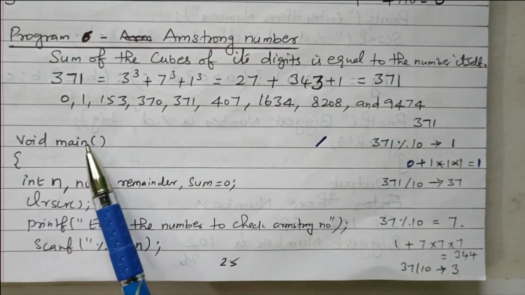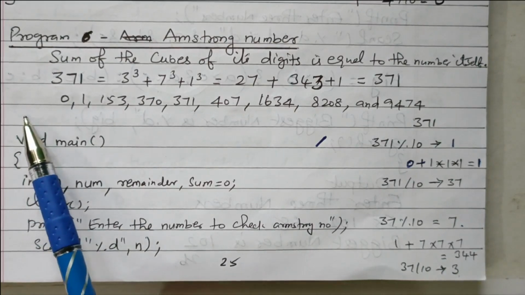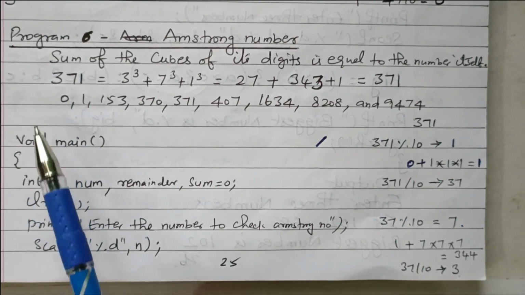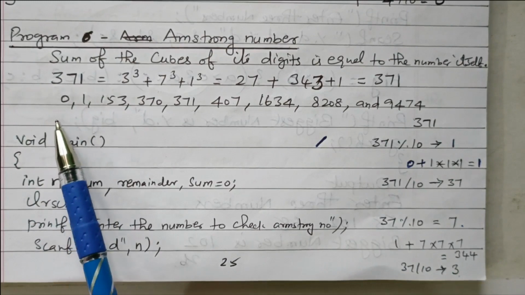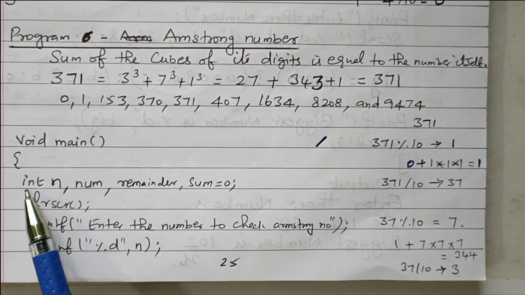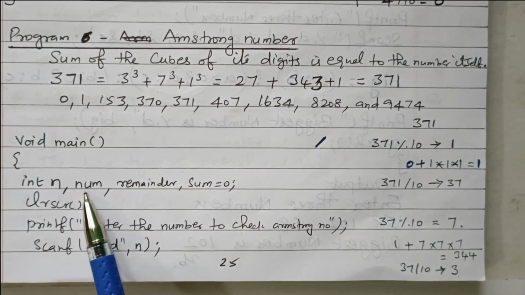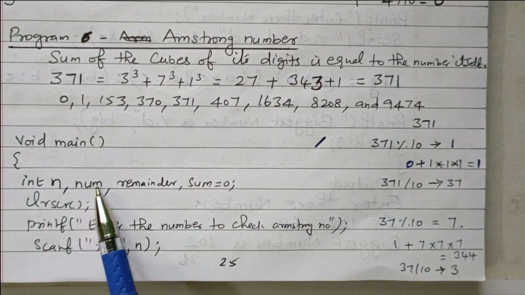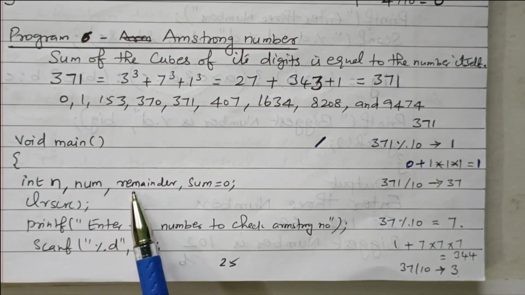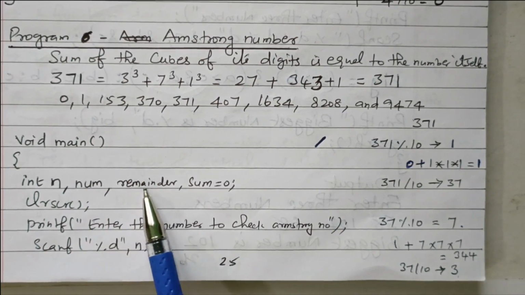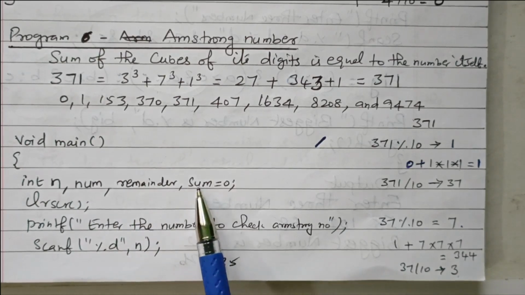So void main, open the braces. The header files we include by default are stdio.h and conio.h. Then the variable declaration: integer n. This is a number, integer n. Then num is in order to store the value. This is a remainder; the remainder will be stored in the variable remainder. Then sum equal to initially 0.